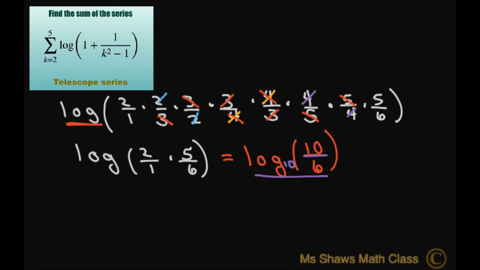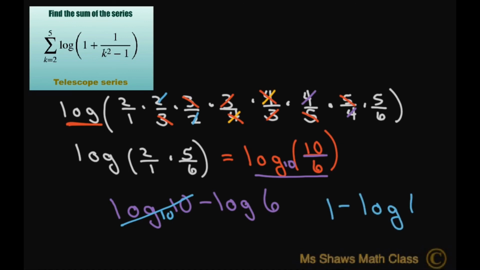Now I'm going to expand it, since it's division, using my quotient property. I have log of 10 minus log of 6. Well, log base 10 of 10 here is just 1. So basically your final answer is going to be 1 minus log of 6. And that is your sum.